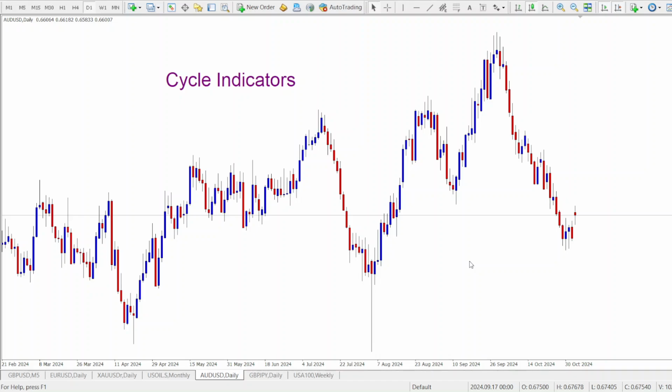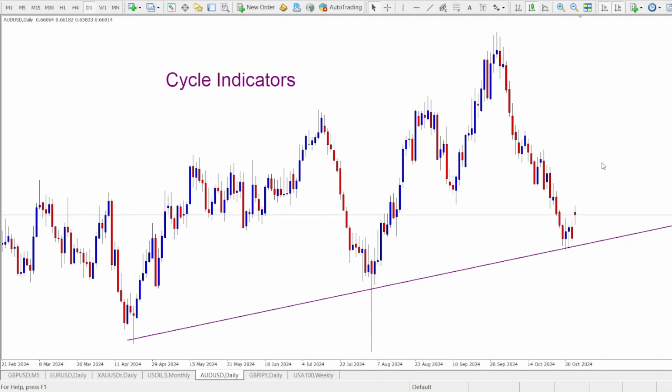First, let's talk about what cycle indicators are. Cycle indicators help us analyze periodic behavior in the market, capturing the natural highs and lows that happen over time. Unlike standard trend indicators, which just show us the general direction of price movement, cycle indicators give us insights into the timing of those price movements.